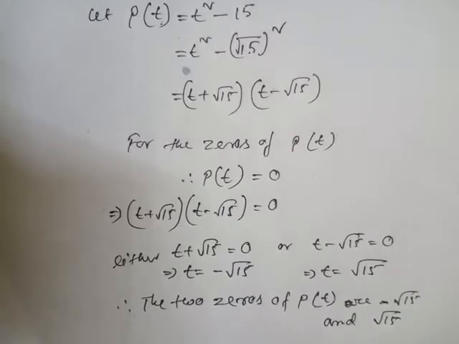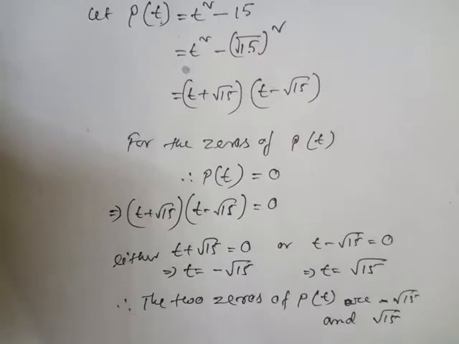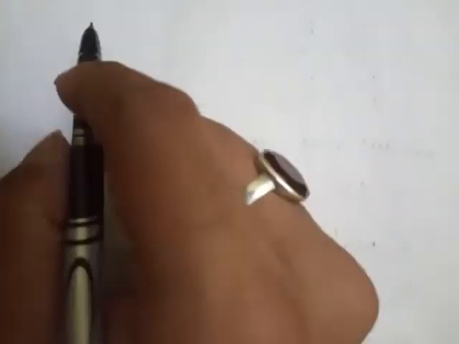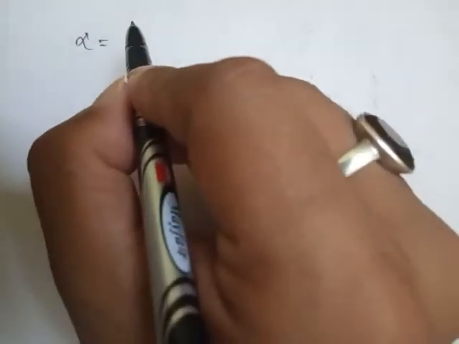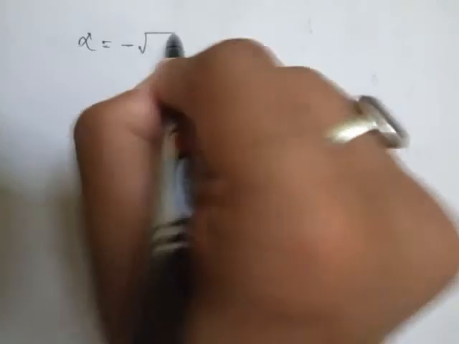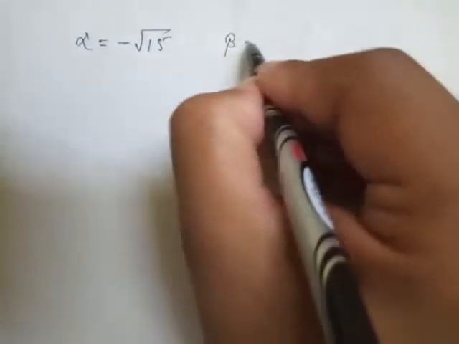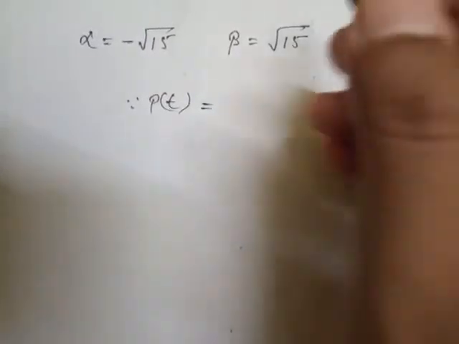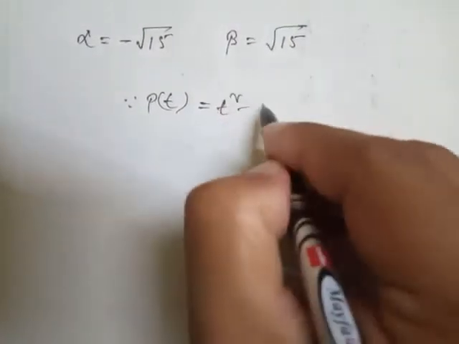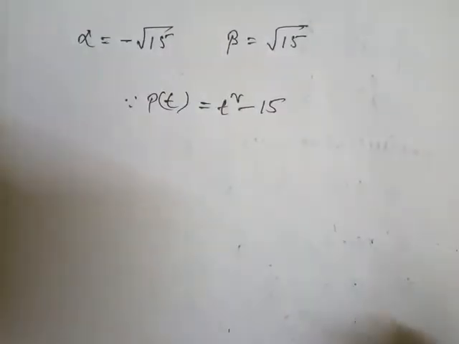Now we are going to solve the relation between the zeros and the coefficient. Now student, we'll write here after that alpha equal to minus root over 15 and beta equal to root over 15. Since p(t) equal to, what is the given equation, t square minus 15, this is the given equation of p(t) here.